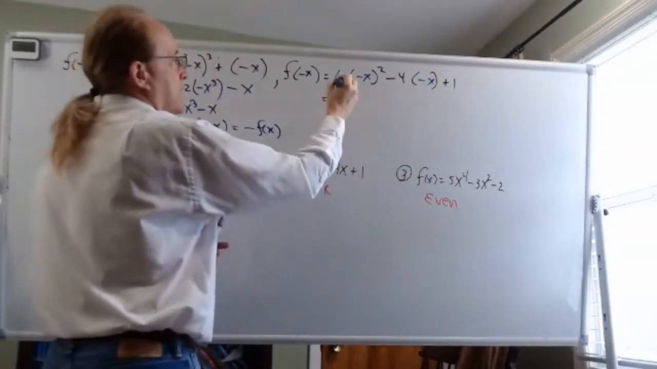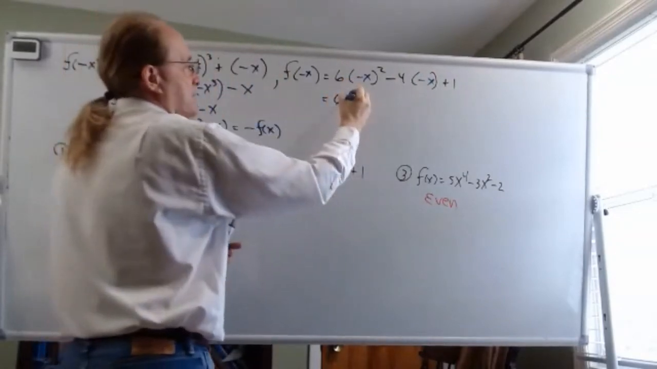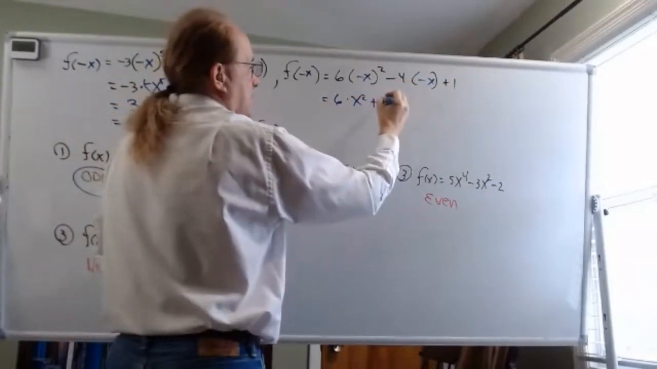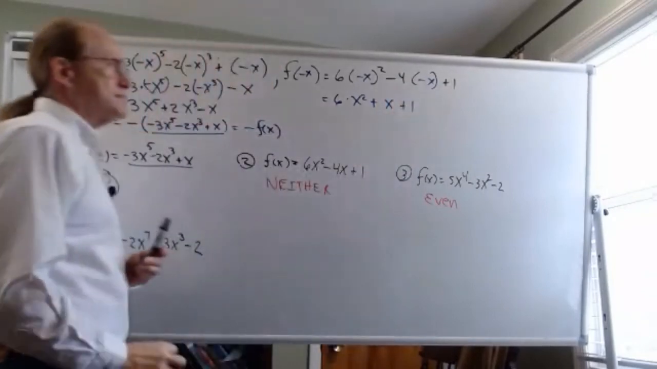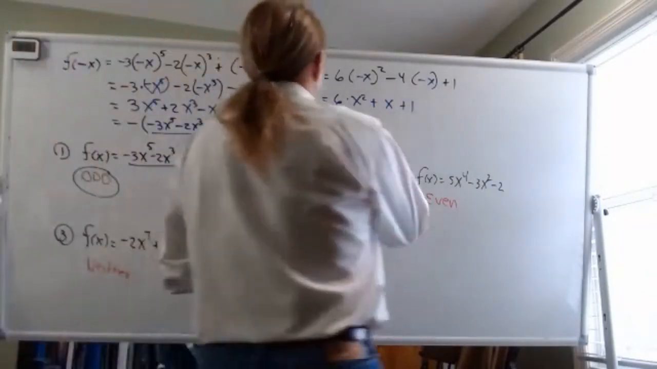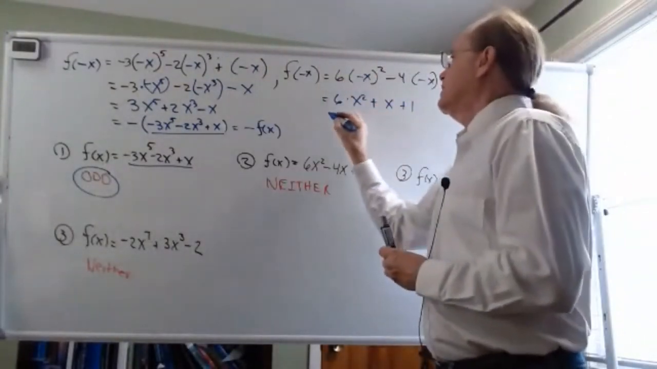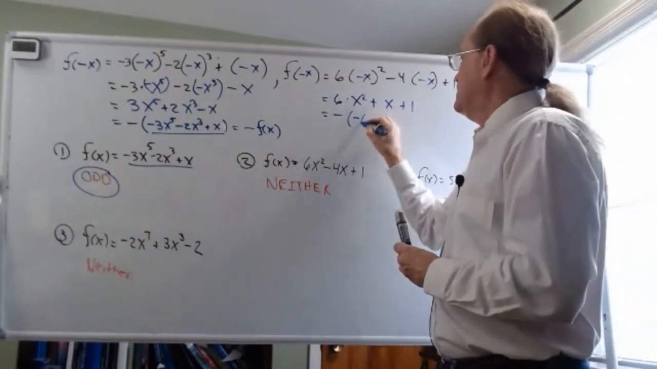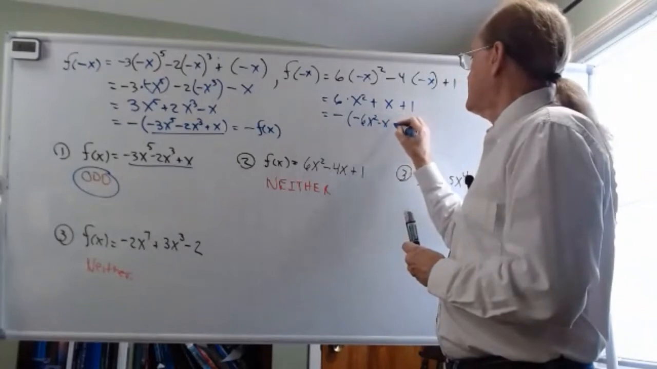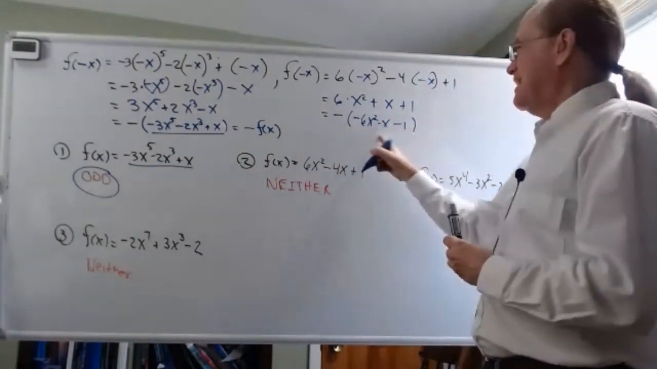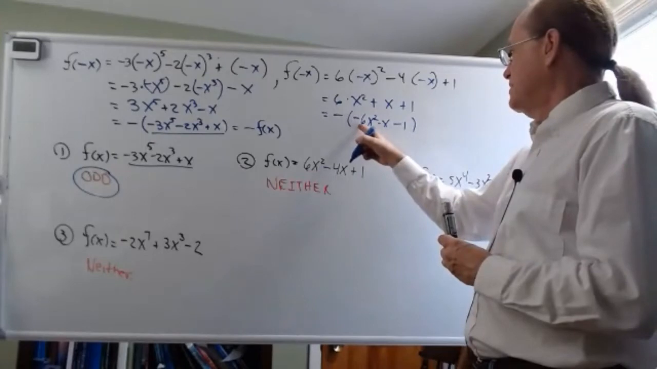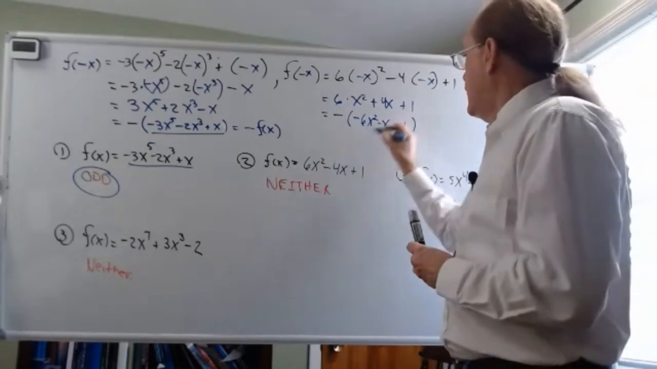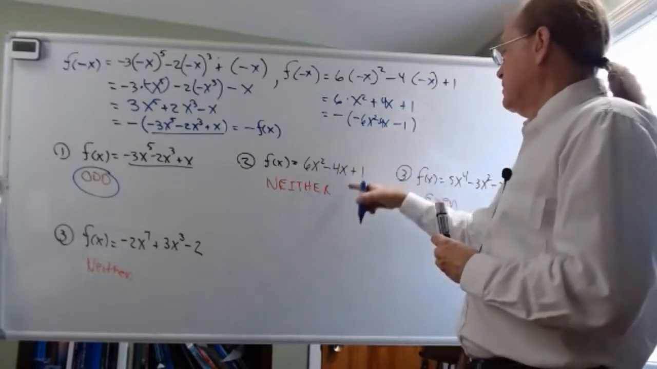Okay, let's do the algebra. So this is a 6, negative x squared gives me a positive x squared. And negative 4 times the negative x gives me a positive 4x, plus 1. Now, if I try to factor out a negative, let's see what happens there. I'm testing for oddness. Pull out a negative, I get a negative 6x squared minus 4x minus 1. Now, that does not look anything like the original, because that's a negative, that's a positive, that's a negative. Well, it should be a 4, excuse me. There's a 4, and that's the same, but the last two are not.